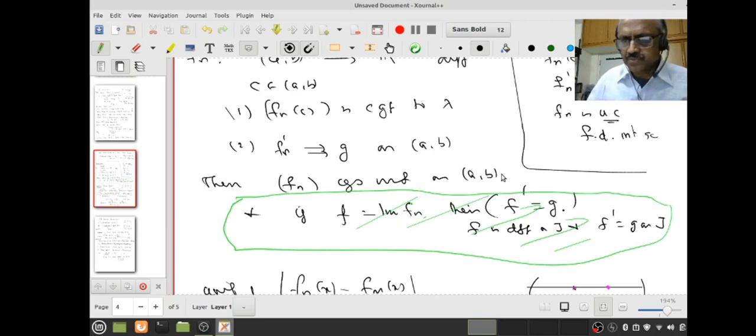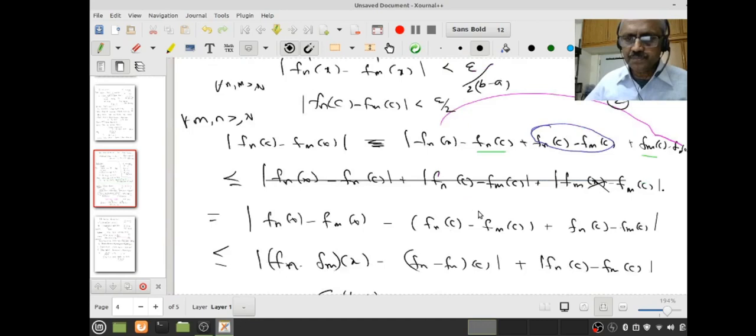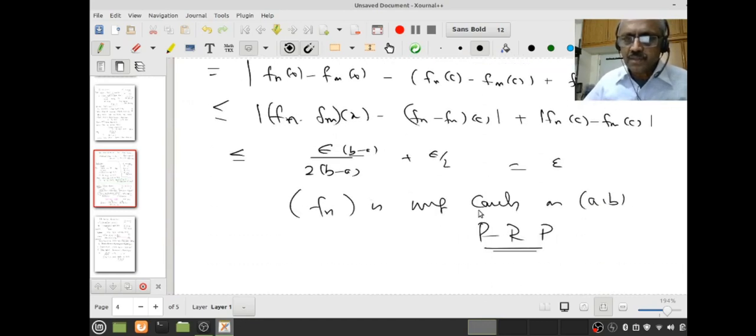This extra we don't want. This is where the theorem is. So have I proved the theorem? Yes, I simply said fn is uniformly Cauchy, but the last theorem said anything uniformly Cauchy is uniformly convergent, therefore the theorem is proved.